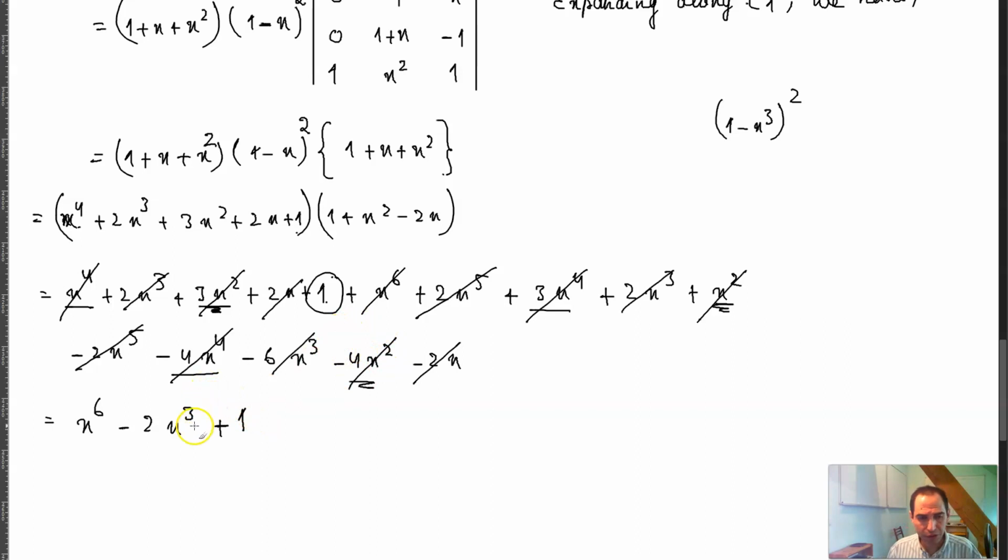Now this expression, I want to see if I can write it in terms of 1 minus x cubed. Now this is 1 minus x cubed whole squared, which is the same thing as 1 minus x cubed times 1 minus x cubed, right? So if I divide this by 1 minus x cubed, let's see what we get over there.